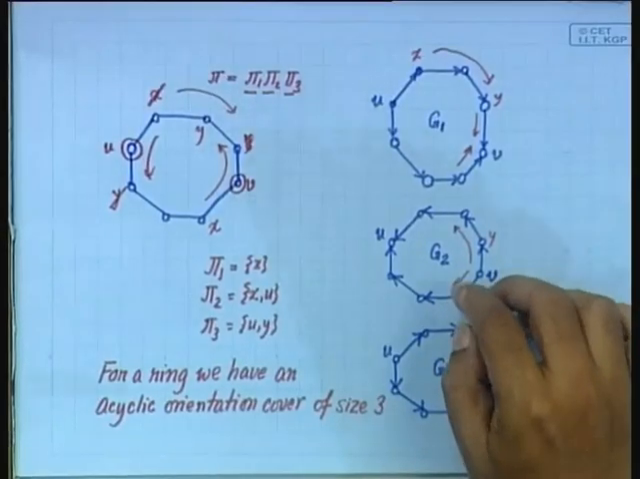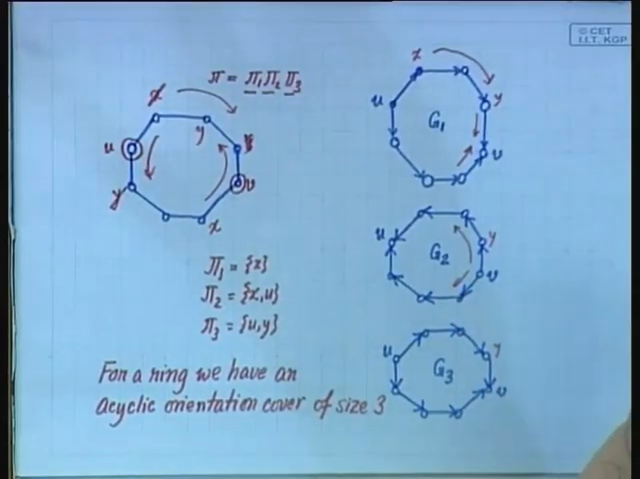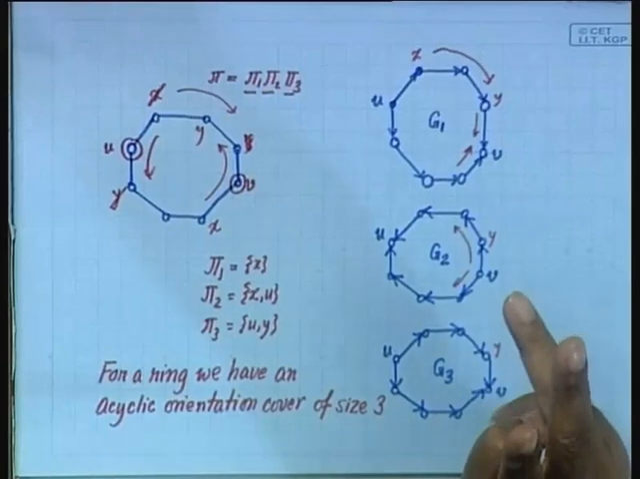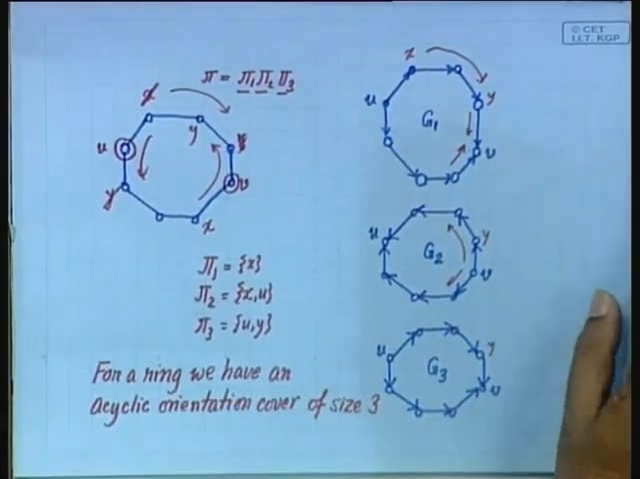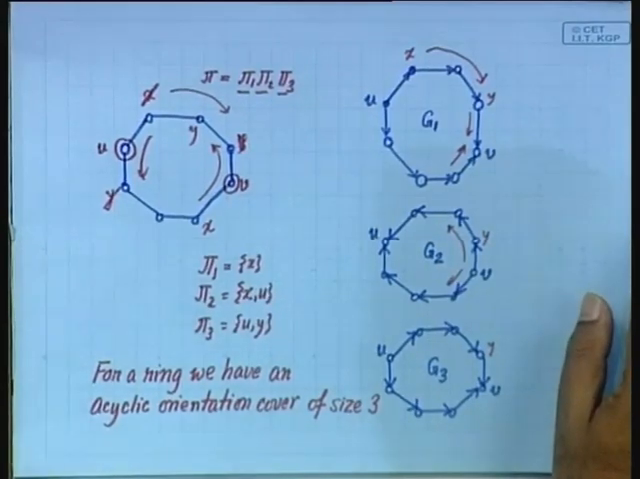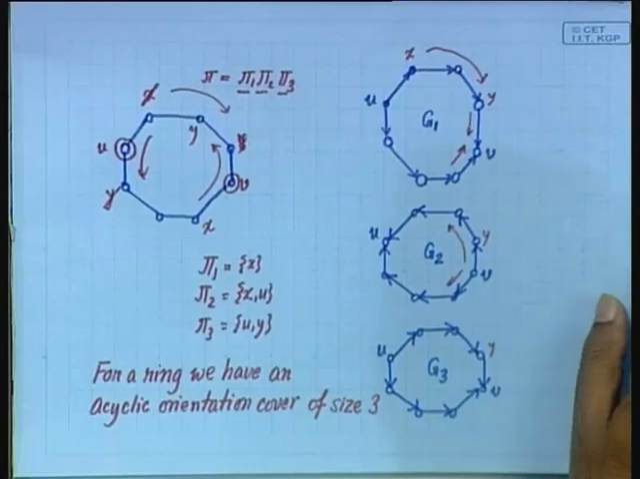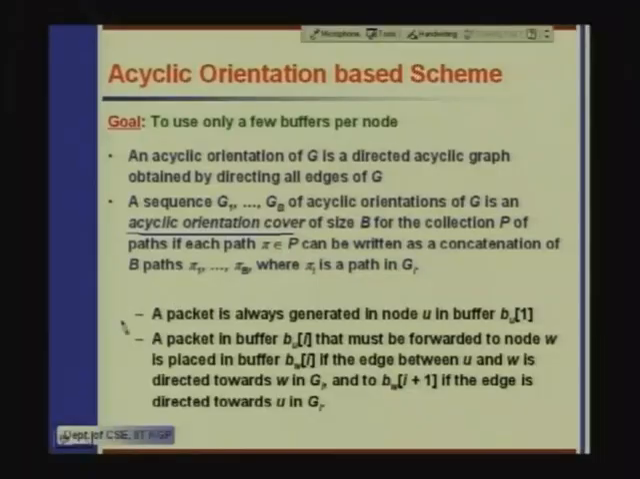So, what does that mean? That means, if you have a ring network, then with only 3 buffers in each node, you will be able to route the packets along shortest path. The question is, how do we guarantee that this routing along the acyclic orientation cover is deadlock free? That is something that we have to prove. So, let us look at the generic algorithm, the methodology here.